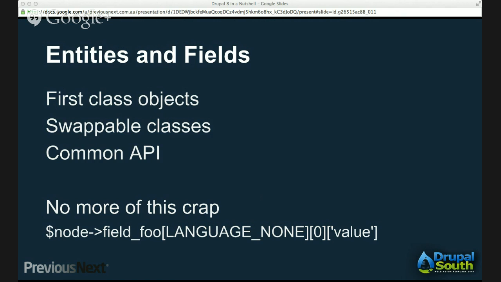There's no more of this node field food language non-zero value crap. It's just an API. You don't need to care about what language it's in. You just get the values back from asking. And yeah, the handlers are all swappable.